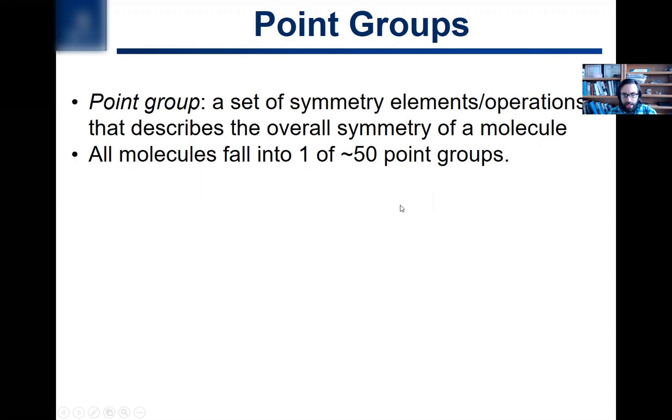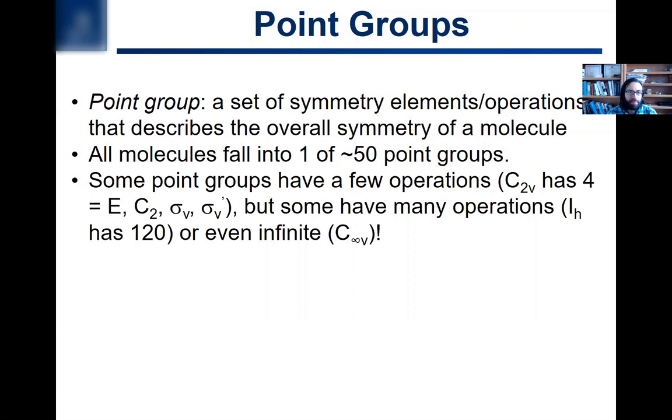I say about because mathematically there are infinite point groups, since you can have a crazy high rotational axis. For example, you can have a C100, but I don't know of any molecule that has a C100 in it. You'd have to have 100 atoms arranged just so, and I don't think that exists. So that's why I put about 50: although there are infinite point groups mathematically, only about 50 are relevant for chemistry.